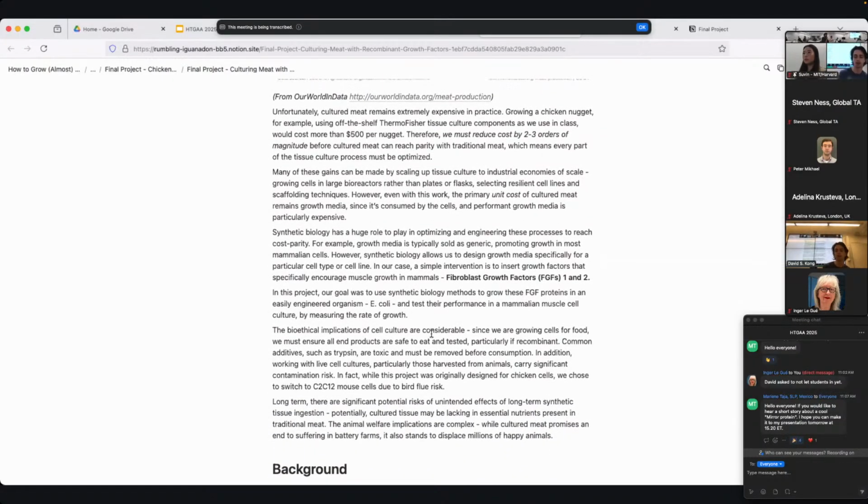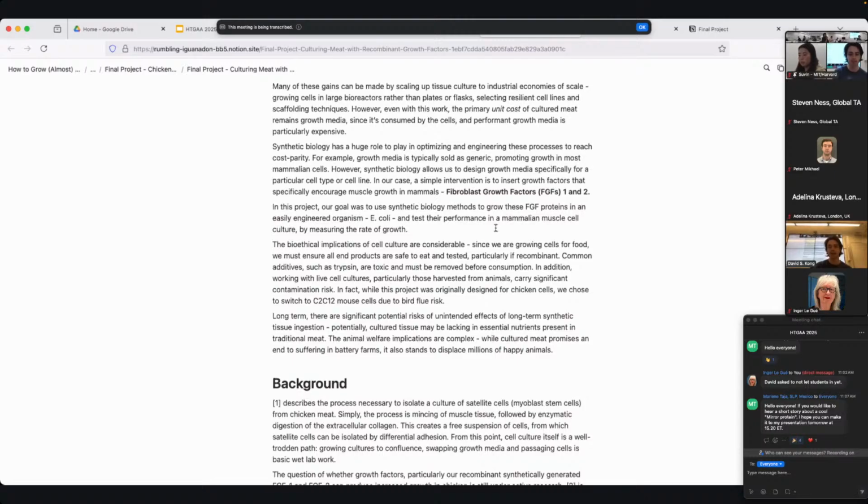One easy intervention here is to add these two proteins, fibroblast growth factor 1 and 2. And this is basically to specialize. Growth media is generic. It targets all sorts of cells. And the aim with this synthetic biology project is to engineer the media in particular to help muscle cells accelerate growth.